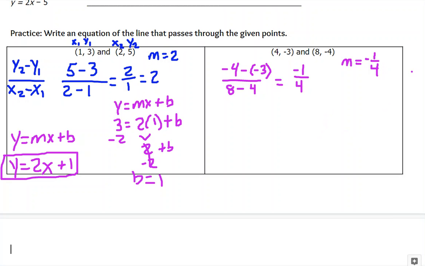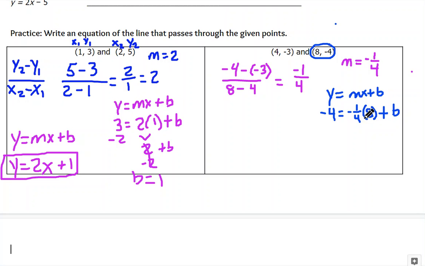Okay, so now I can plug that into my equation. Y equals mx plus b, and I plug in what I know. All right, which one do I want to use here? Let's use the second one. So my y value for this point is negative 4. So I'm going to plug negative 4 in for y. M is my slope that we just solved for, negative 1/4. X is 8, it says for that point. And we don't know what b is. That's what we're solving for, right?